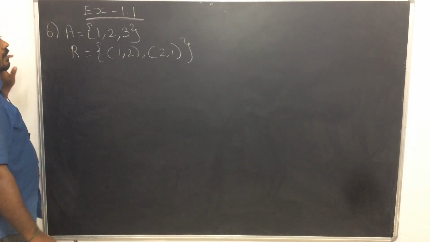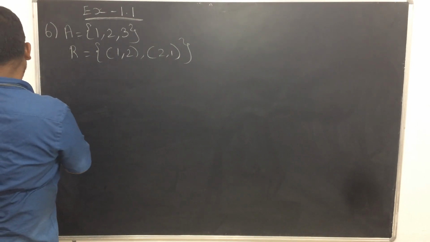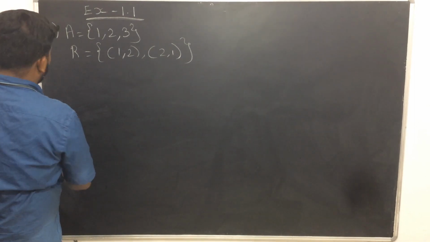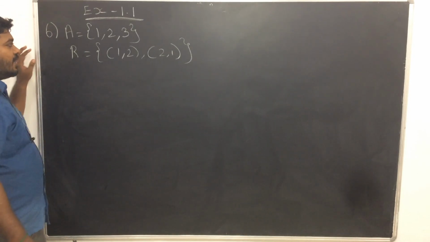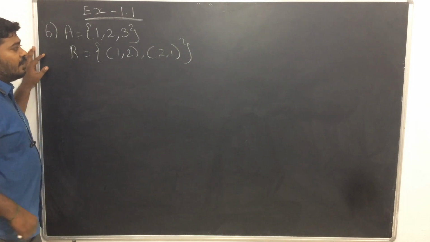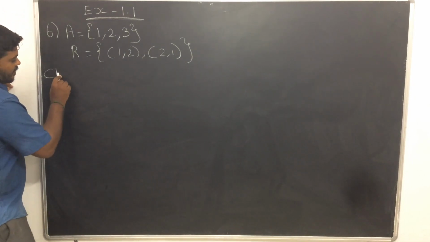Now, we are asked to prove that this relation is symmetric, but neither reflexive nor transitive. So, they are asking us to prove that this is symmetric, but not reflexive and not transitive. Let's start with reflexive.